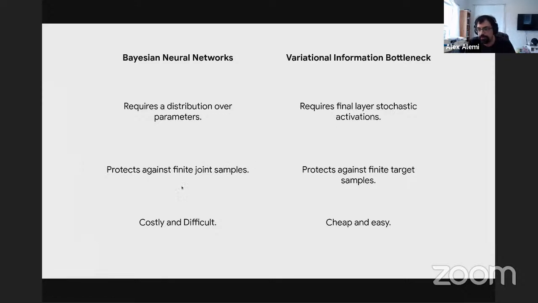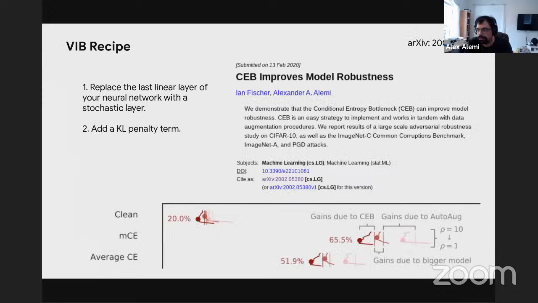Bayesian neural networks can offer certain generalization guarantees having to do with finite joint samples. Variational information bottleneck, insofar as it provides anything, is only talking about the target samples, not anything to do with where you're sampling the function, but what the targets are. Bayesian neural networks arguably are costly and difficult, whereas variational information bottleneck is cheap and easy. So it also seems to work. In some of our other works, we've done things like this and shown that it can improve robustness and generalization in large-scale image classification.